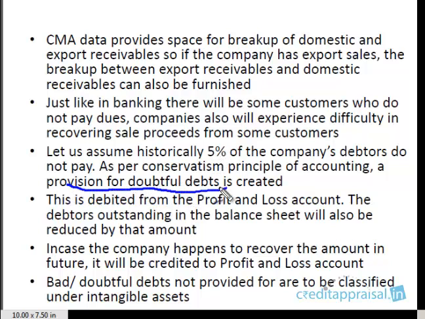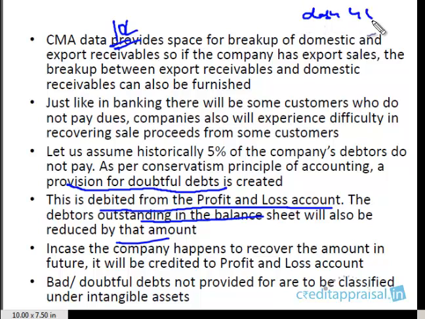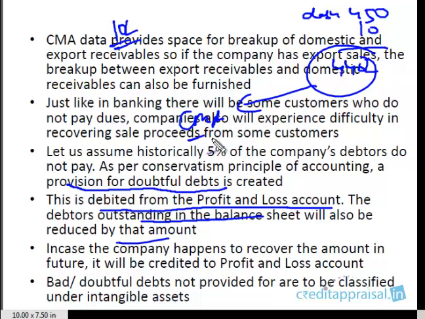So if, as per the credit history, 5% of the company's debtors do not pay, this is what the company has been experiencing for the past few years. So what the company will do is create a provision for doubtful debts. The treatment here is we debit the P&L account, right? So the debtors outstanding in the balance sheet will also be reduced by that amount. Say, for example, we made a provision of 10 lakhs for doubtful debts. The debtors total is, say, 450 lakhs. So in your CMA data, you have to take only 440 lakhs.